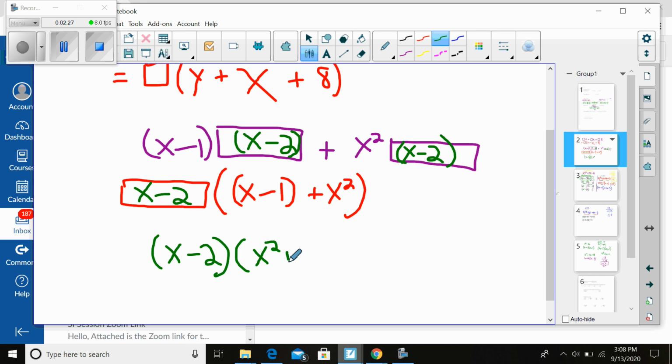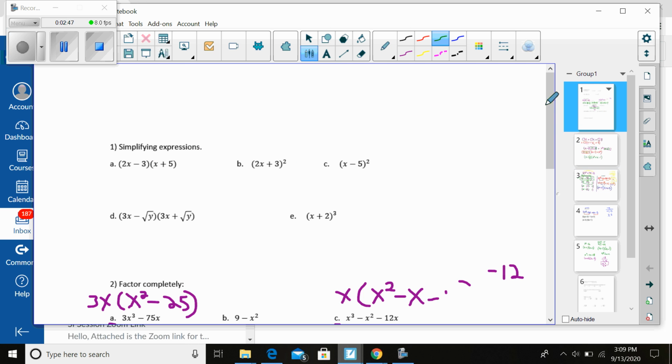And then I look and see if I could factor this further. Factors of 1 are just 1 and 1, and I would need 1 positive and 1 negative, and so I'm not going to be able to break this trinomial down into 2 binomials. So this would be my final answer. So anyway, back up to the exercises on the page.